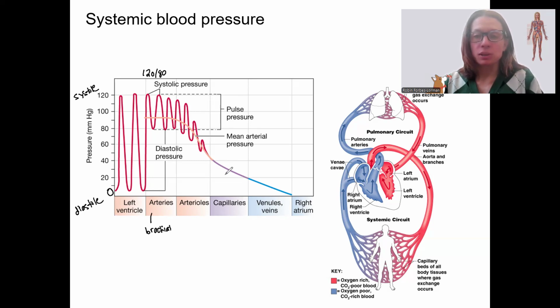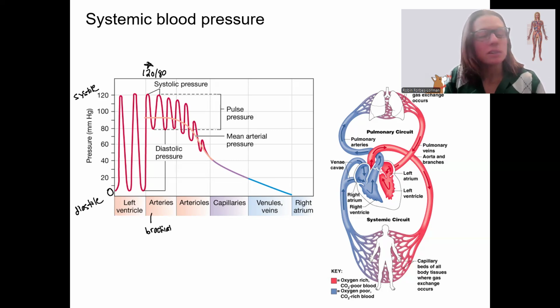But in order to continue have flow, we do need to have this pressure maintained. So that's all going to be next week. Pressure is important for flow. So before we go into that, I want to tell you a little bit more about pressure and kind of a little bit of the physics behind it.